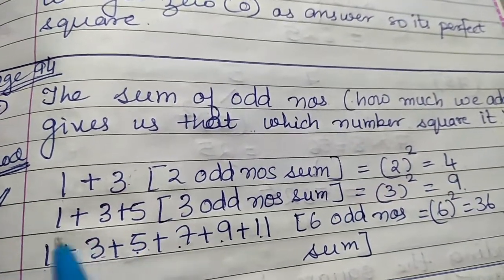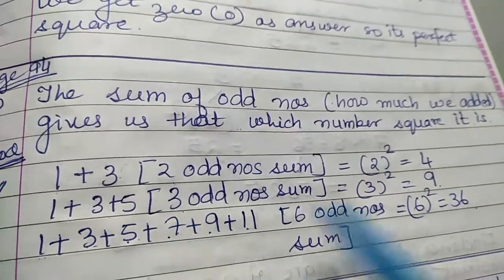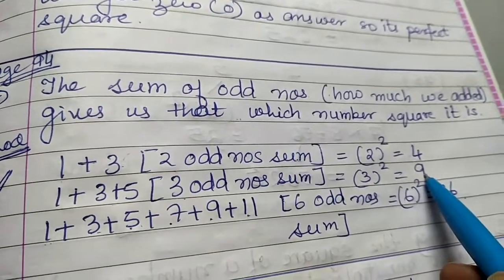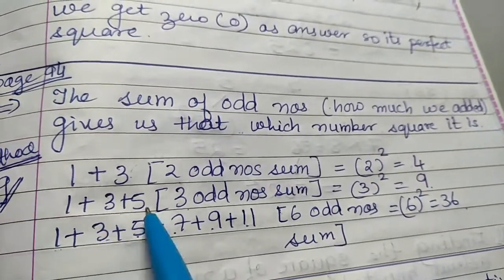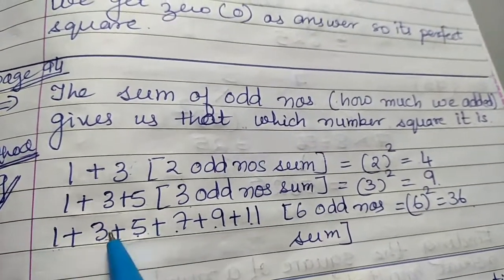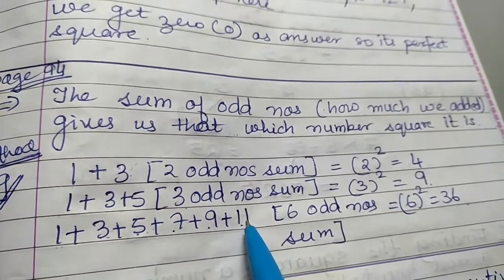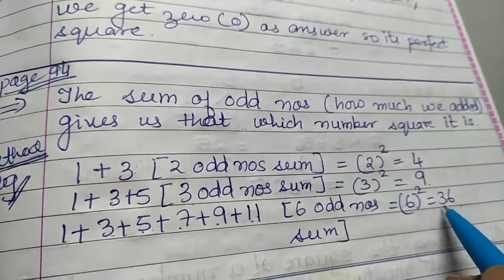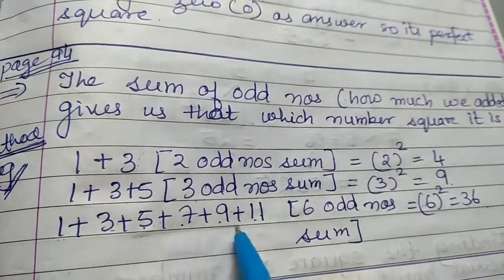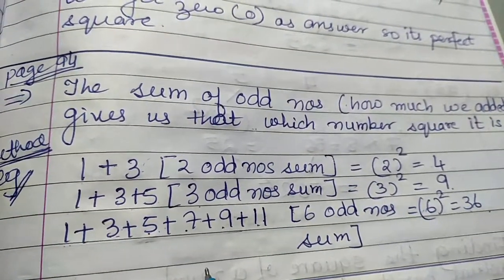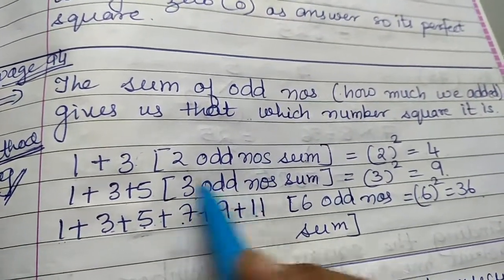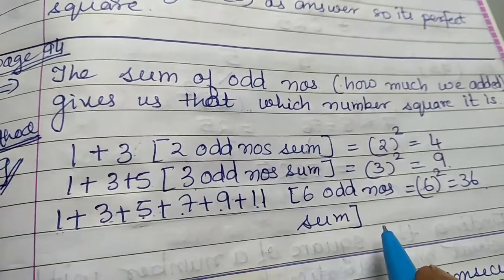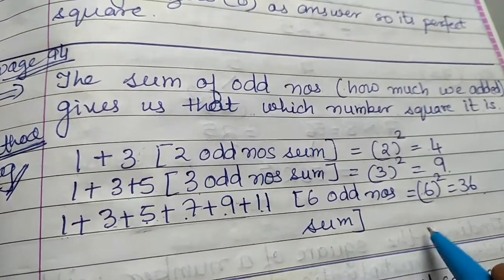Now 1, 3, 5. How many odd numbers are there? 3 odd numbers. So 3 square, so 9. See, 1 plus 3 plus 5 is 9. Now 1, 2, 3, 4, 5, 6 odd numbers. So 6 square. 6 square is 36. So you add all this, you will get 36. So however many odd numbers you are taking, suppose you are taking 10 odd numbers, then 10 square will be 100.